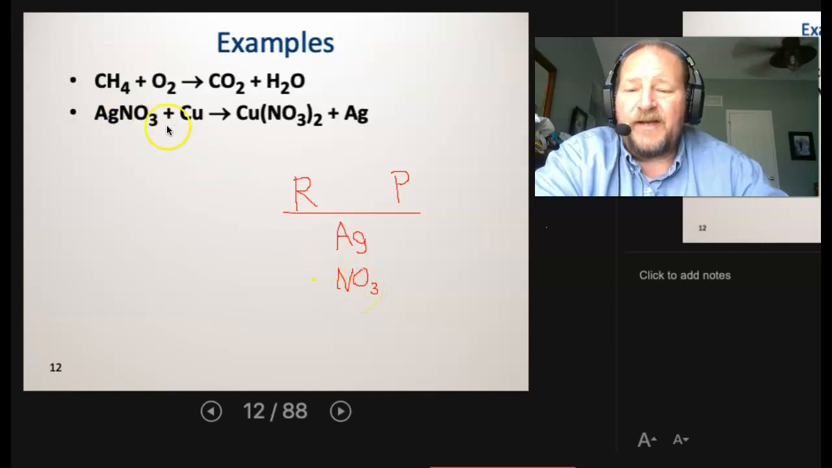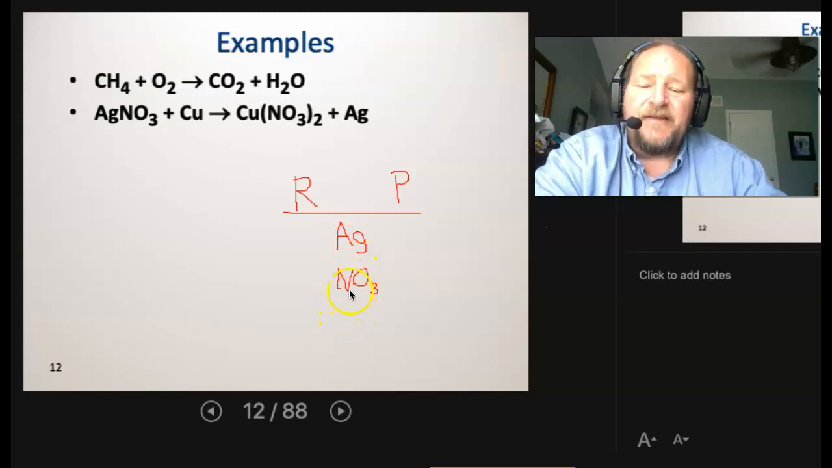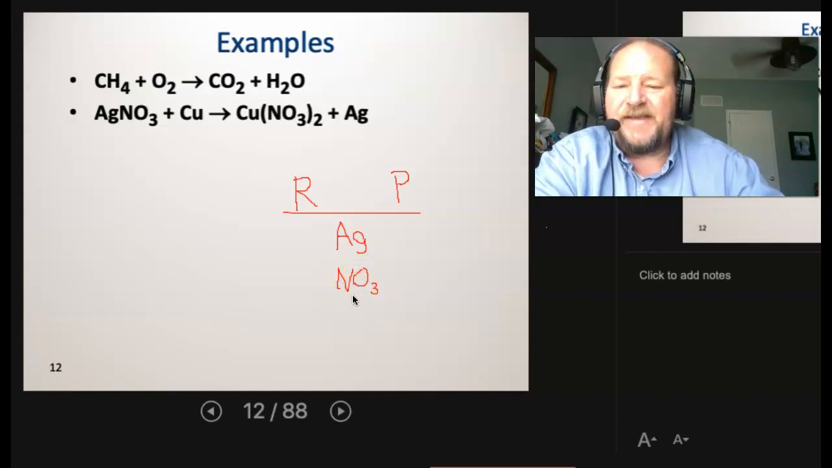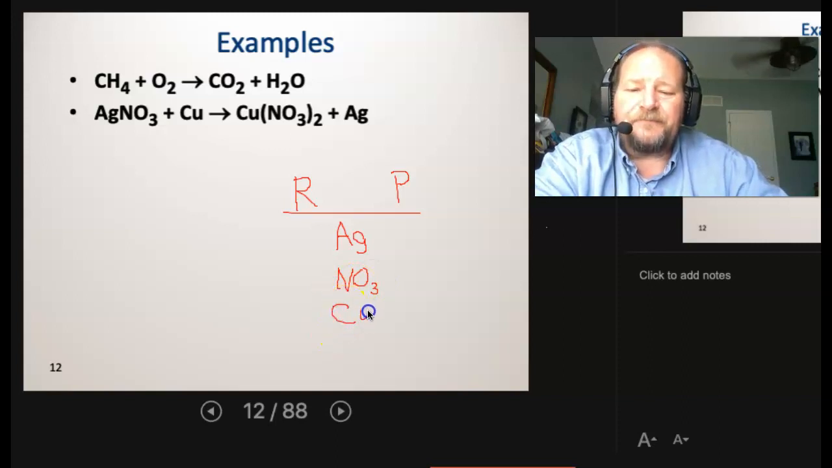Now, if you don't recognize it and you decide you're going to balance the nitrogen and the oxygen, it still should balance. The only thing is it might take you a little longer because you're balancing individual parts instead of units. Obviously, it's going to be easier to balance 3 things than a whole bunch of things. The next thing we have is copper.